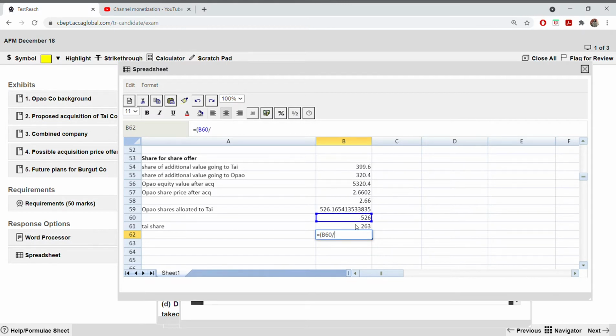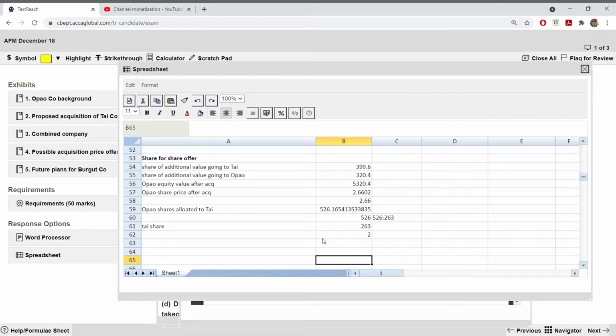Just divide this by this. Why are we dividing? To find the ratio. That means from the Oppo shares, 526 will be given to Thai and Thai has 263. It's like 526 is to 263. If you write it as a ratio, it will be 2:1. I hope you're understanding. Something has happened there, that's why this is not working, but it is like that. 2:1. We have to find the ratio.